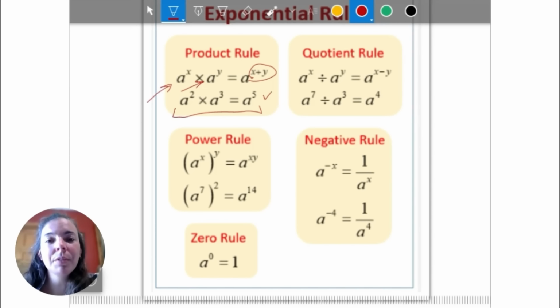Quotient rule is similar, but when we are dividing, instead of adding, we are subtracting. A practical example: a to the 7th divided by a to the 3rd, 7 minus 3 would be 4, so a to the 4th.